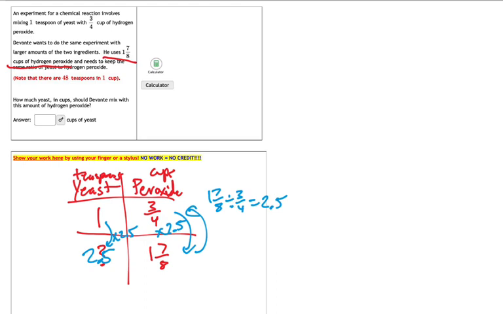Now, once again, this is teaspoons. Notice that this problem is asking for how many cups. So the key here is that 1 cup is 48 teaspoons. Well, if 1 cup is 48 teaspoons, that means that 2.5 times 48 will give us exactly how many cups that would be.